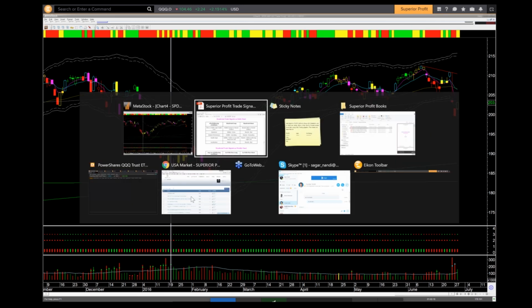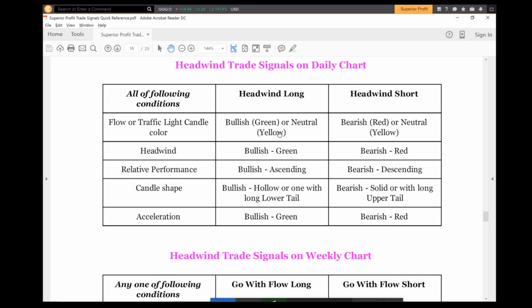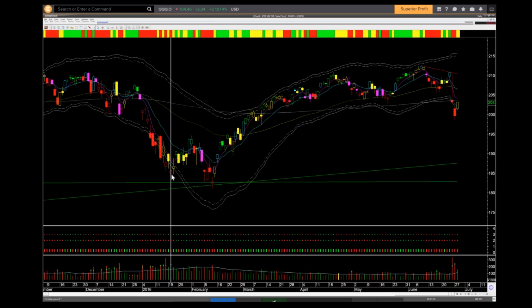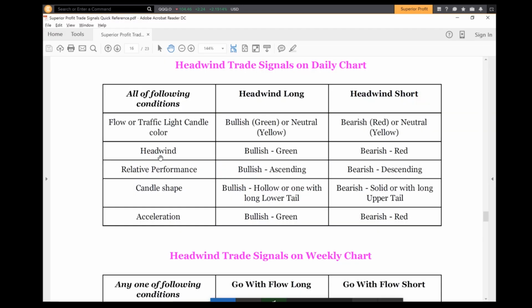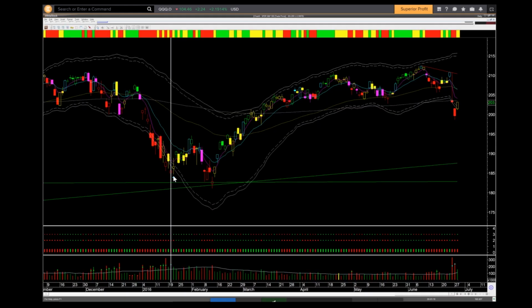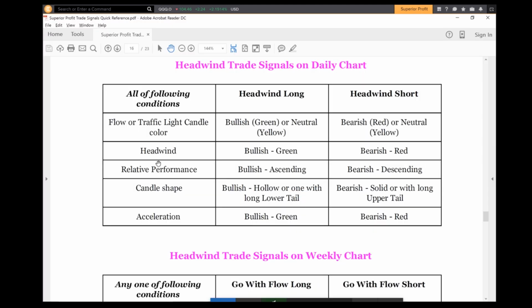The first checklist criteria, traffic light candle color is red or yellow. Sorry, headwind long is green or yellow. That is met. It is yellow. Great. Let's move to the next criteria. Headwind signal should be there. Bullish green. Okay, it's green or cyan. Fine. So it is a bullish headwind signal. That criteria is met. Second criteria is met.